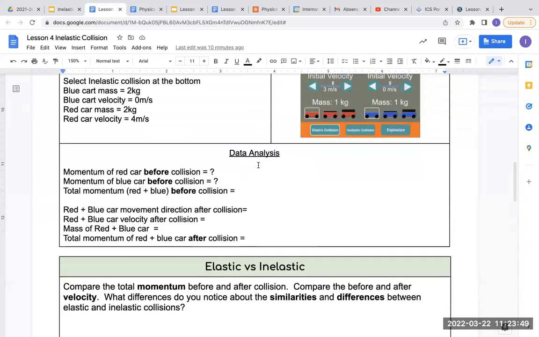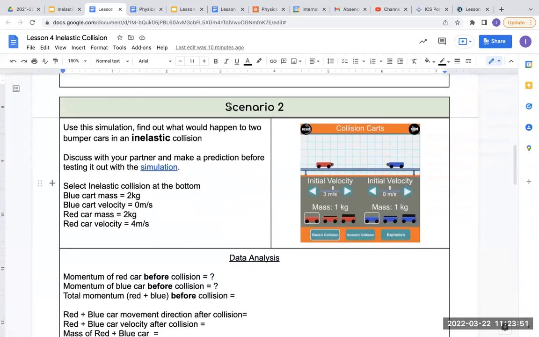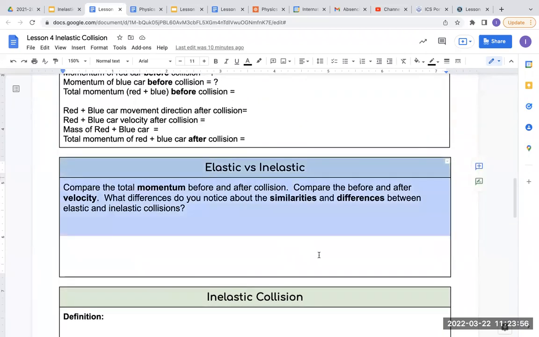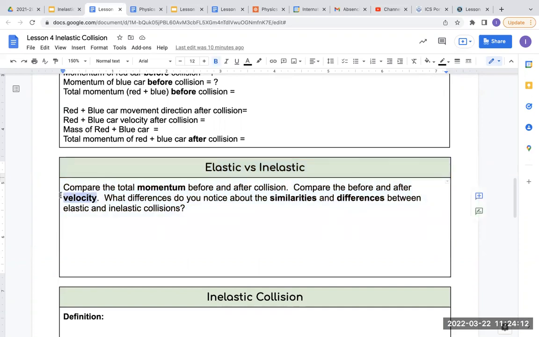All right. Once you have completed both your scenario number 1 and scenario number 2, I want you to do this bit. Compare and contrast the total momentum before and after collision for both of the scenarios. See if there's any difference. And then I also want you to compare before and after velocity. For this one, think back to your elastic and inelastic collision velocity. Do you notice something that is different?